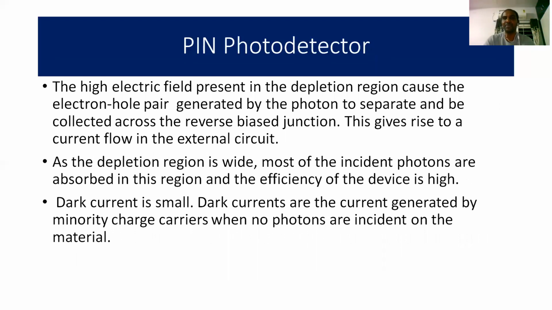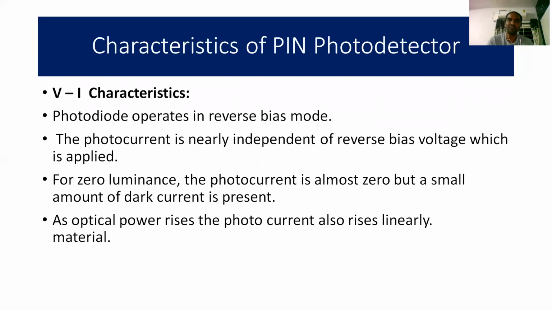The high electric field present in the depletion region causes the electron hole pair generated by the photon to separate and be collected across the reverse bias junction. This gives rise to a current flow in the external circuit. As the depletion region is wide, most of the incident photons are absorbed in the region and the efficiency of the device is very, very high. Dark current is small. Dark currents are the currents generated by the minority charge carriers when no photons are incident on the material.